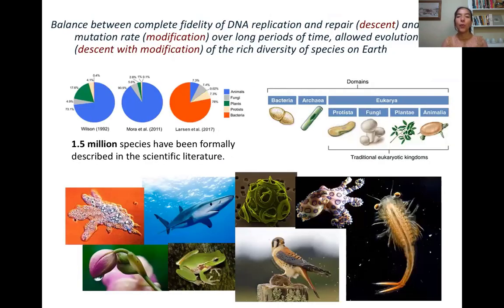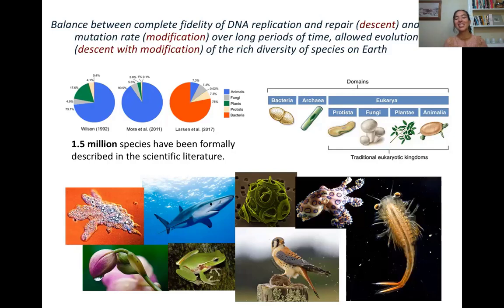Now, we can understand this a little bit more in detail if we look at the balance between complete fidelity of DNA replication and repair, that means the descendant, and a low mutation rate, that's the part of the modification, over long periods of time, allow evolution. Now we put it all together, descendant with modification, of the rich diversity of the species on Earth.